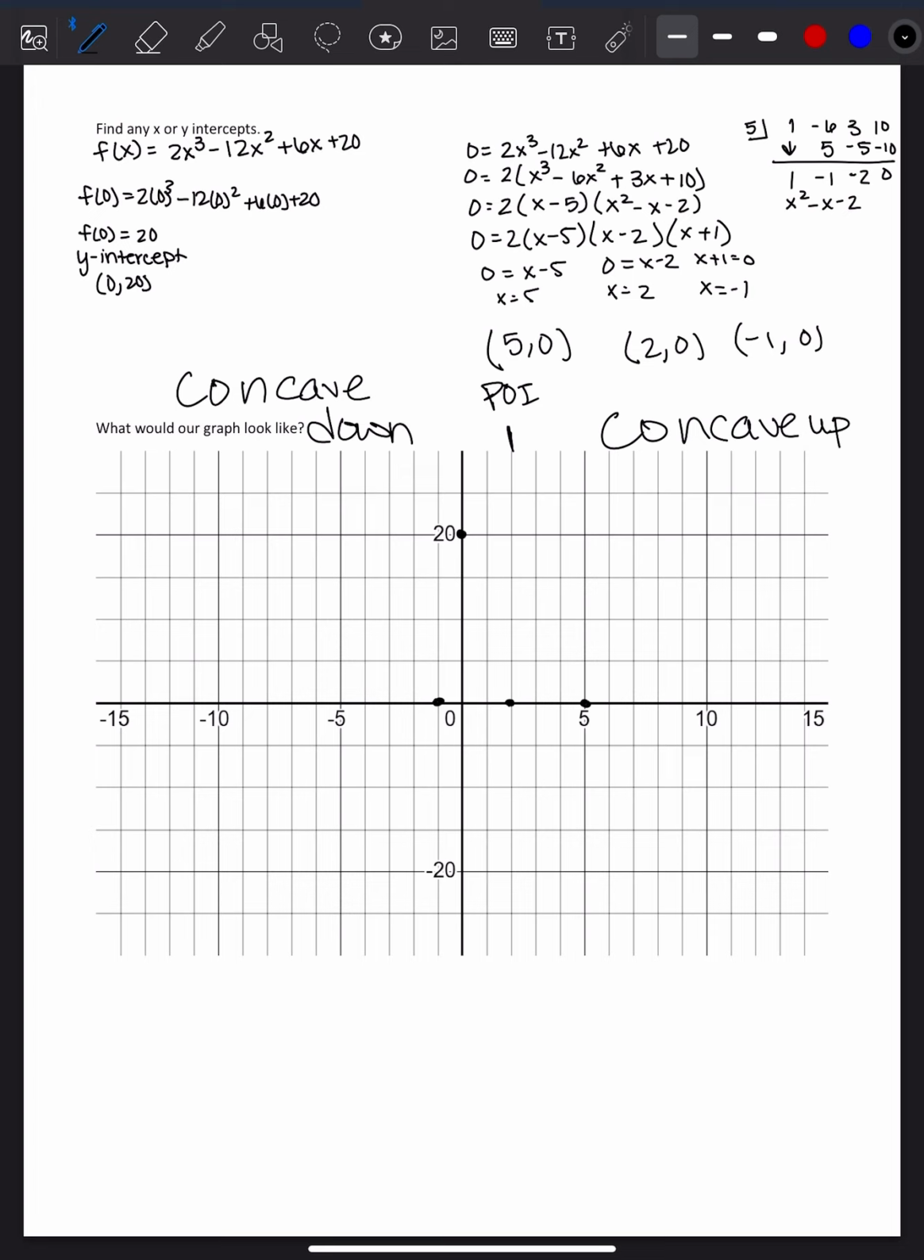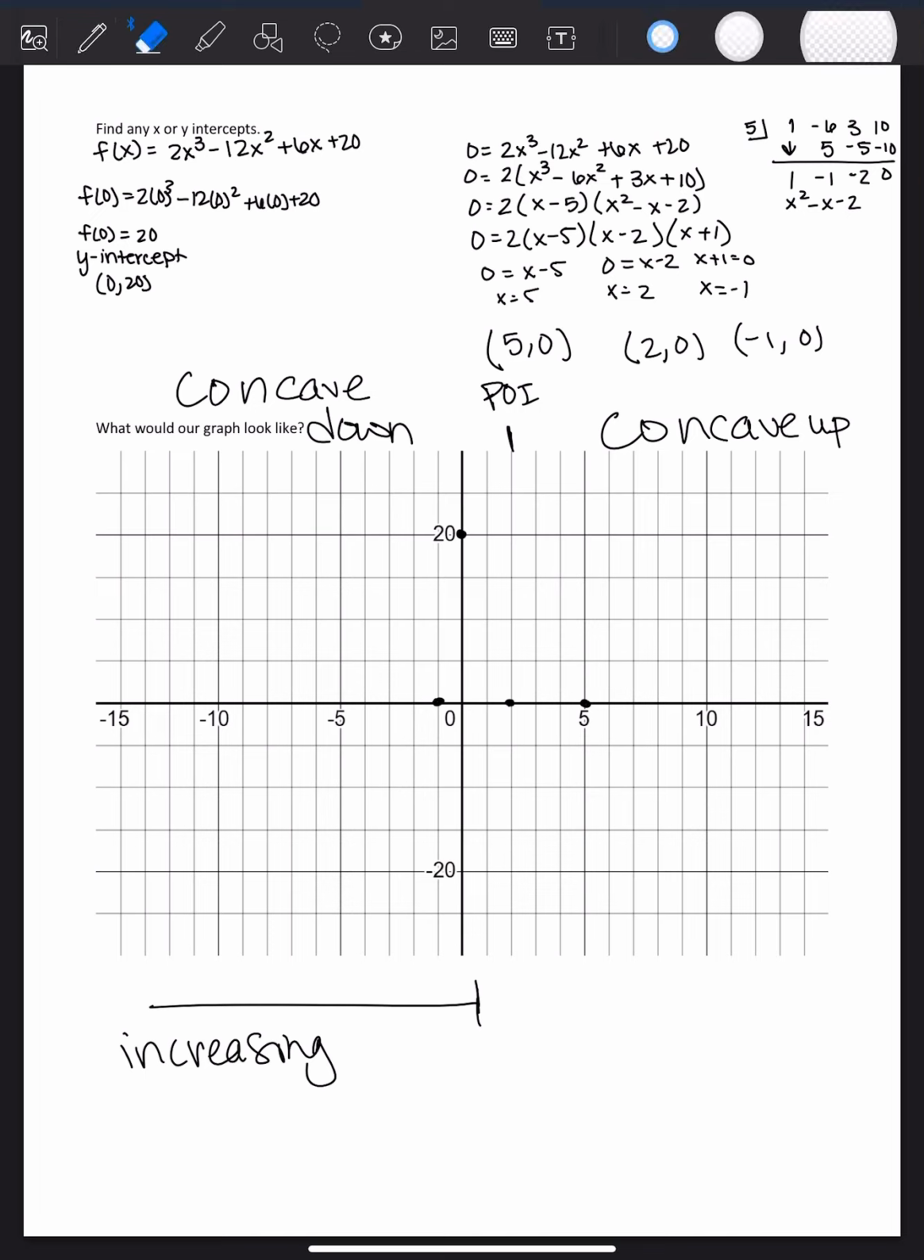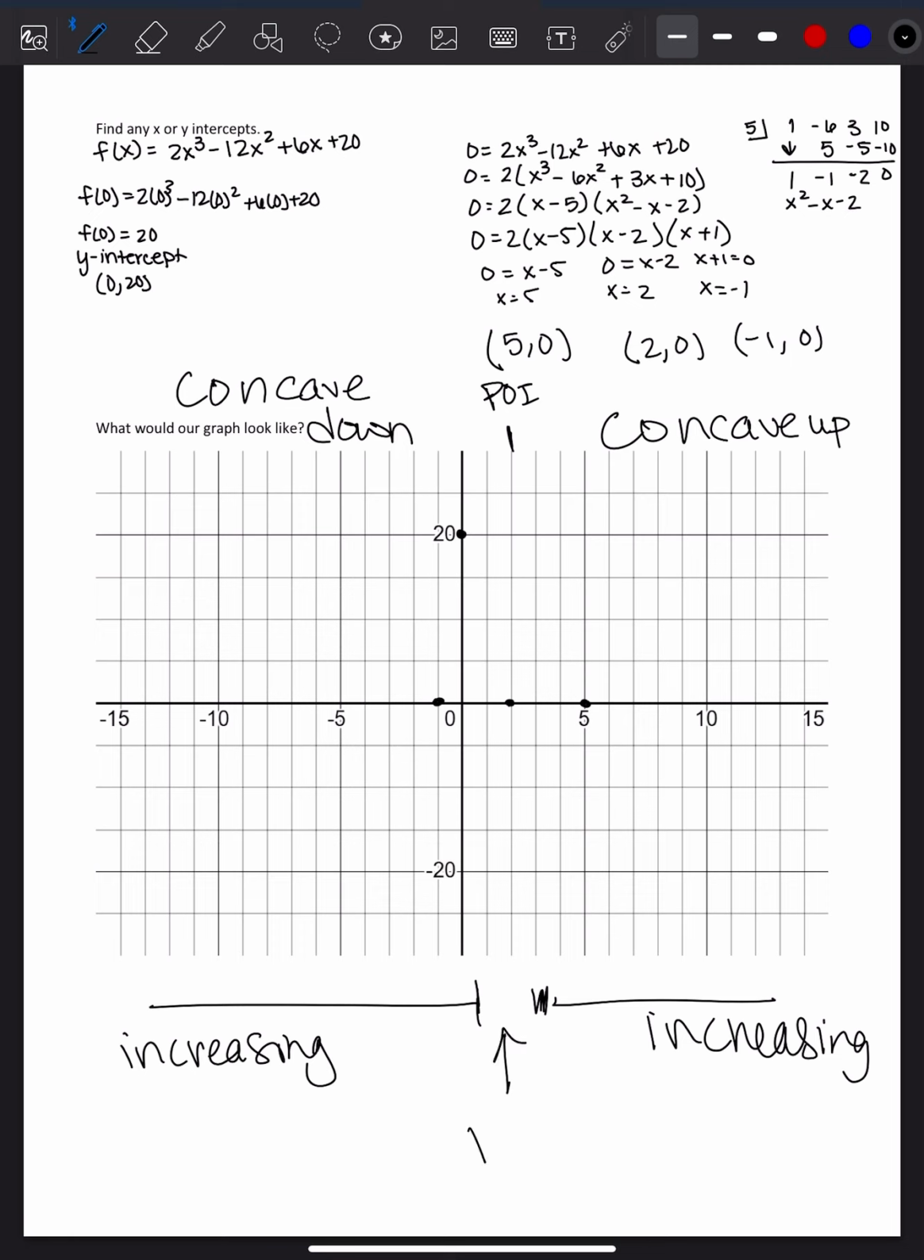I know that at 0.26, so somewhere in about here, we are increasing between that and 3.7, so about here. We're increasing on this side, which means that we are decreasing here.